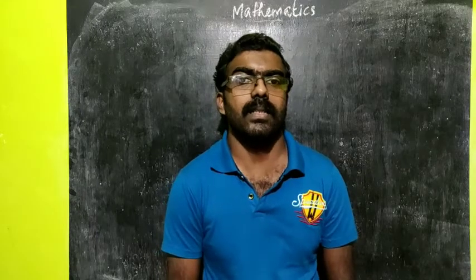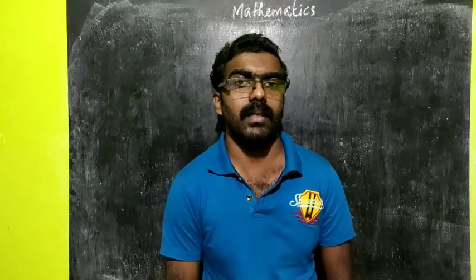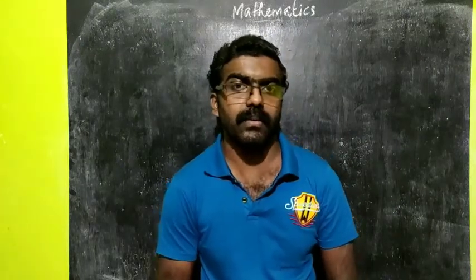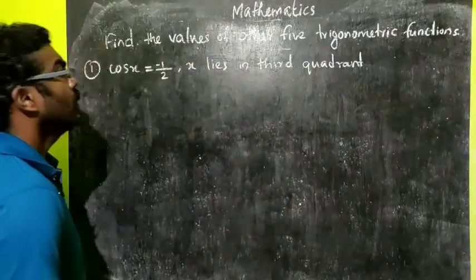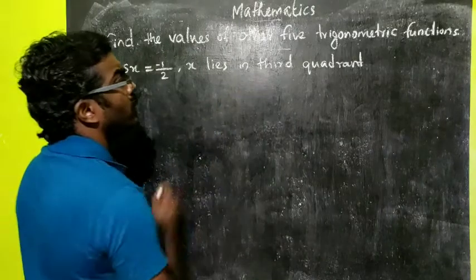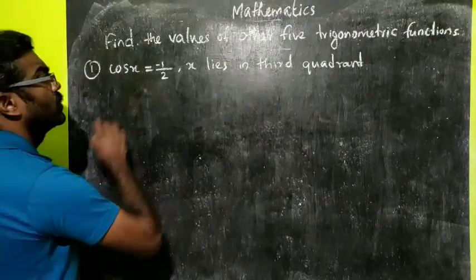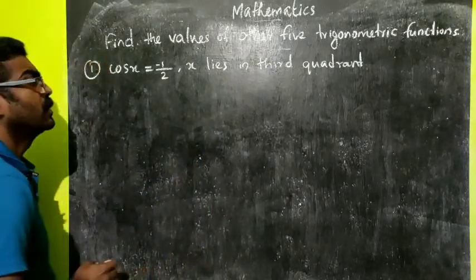Last class we have discussed exercise 3.1 of NCERT class 11 mathematics textbook, and today we shall discuss exercise 3.2. Let me start. Here the first question is, find the values of other five trigonometric functions. Cos x equal to minus 1 by 2, x lies in third quadrant.